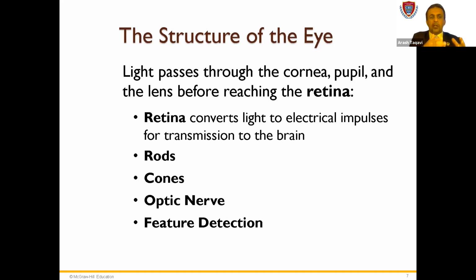And how energy, how pulses transfer through the neurons, is by electrical impulses, and rods and cones and the optic nerve and feature detection. You can see it in the errors of the eyes.